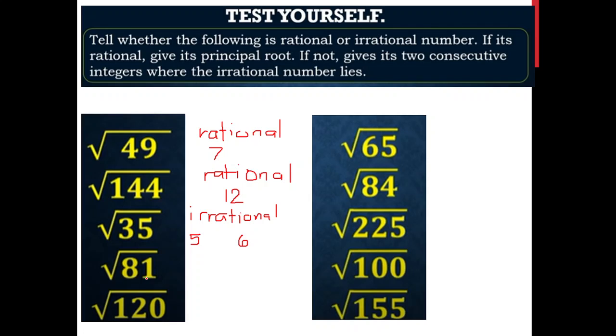Okay? Next, is the square root of 81 a perfect square? The answer is yes. The square root of 81 is a perfect square. Therefore, this is a rational number. So what is the square root of 81 then? That is positive 9.